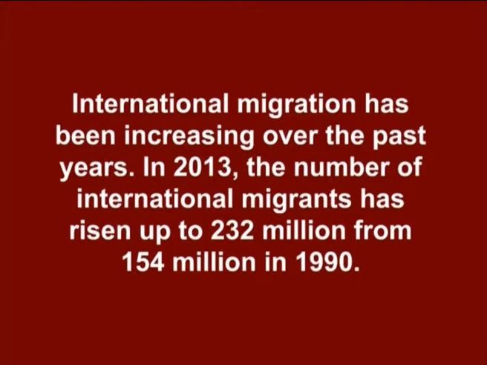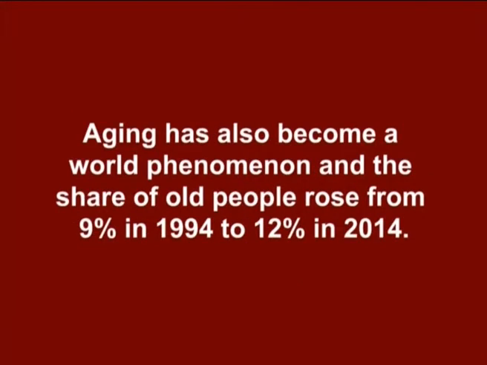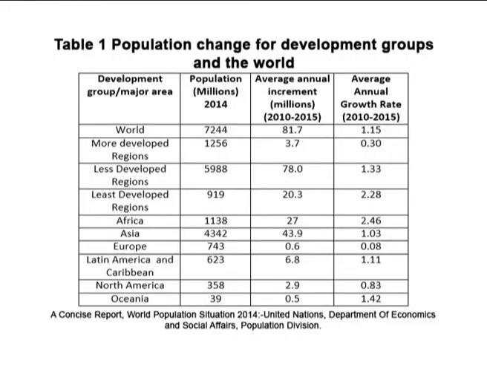International migration has been increasing over the past years. In 2013, the number of international migrants has risen up to 232 million from 154 million in 1990. Aging has also become a world phenomenon, and the share of old people rose from 9% in 1994 to 12% in 2013.